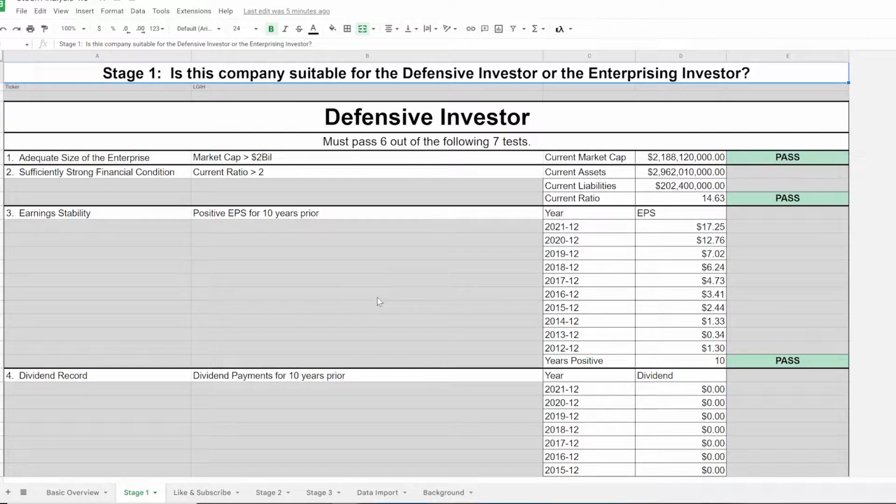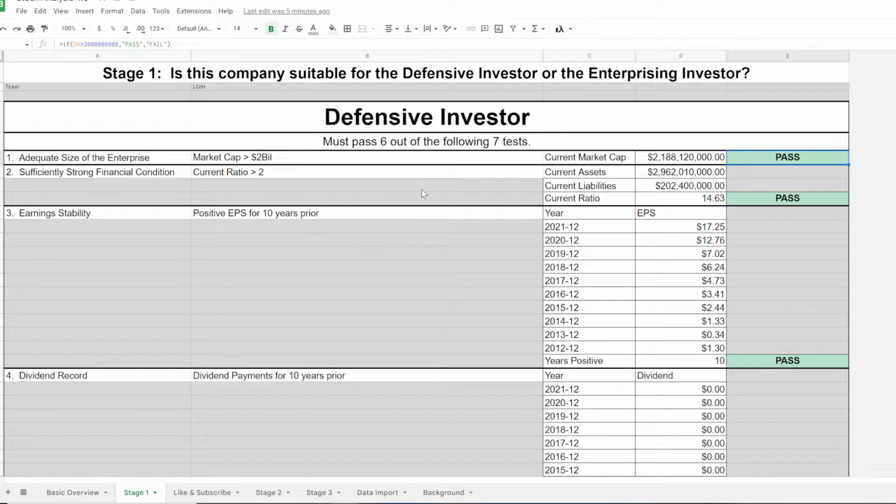So stage 1 is to determine if the company is suitable for the defensive or the enterprising investor. These are the two investor types that Benjamin Graham taught about in his book, The Intelligent Investor. The defensive investor is one who's not willing to take a lot of further steps to research a company. So they have stringent requirements on what they might be willing to invest in. Market cap has to be over $2 billion. It passes that barely. It's at 2.1, almost 2.2 billion.